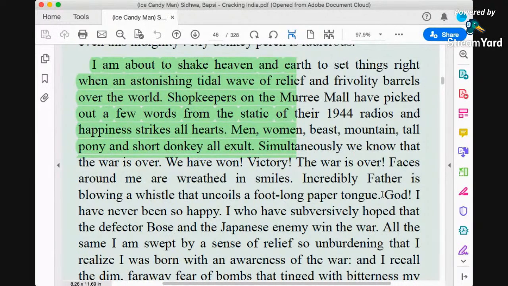Sidhwa, in her characteristic humorous way, says that men, women, beast, mountain, tall pony, and short donkey all were happy. This is significant. Men and women may be happy, but how about the animals and the mountains? They should also be happy. That's the type of humor she uses. In that way, this paragraph takes us back to the political history of the Indo-Pak subcontinent when it was under British colonialism.